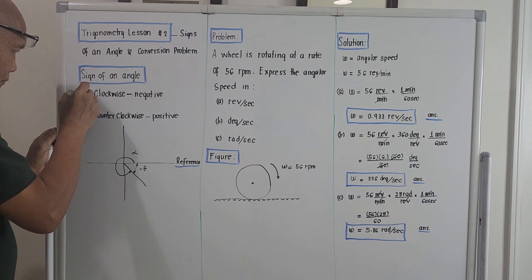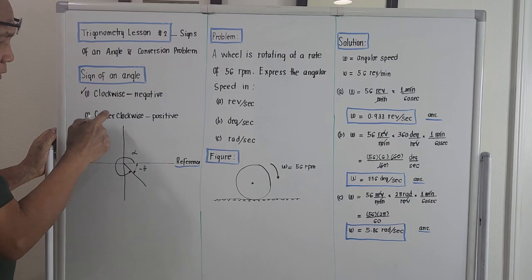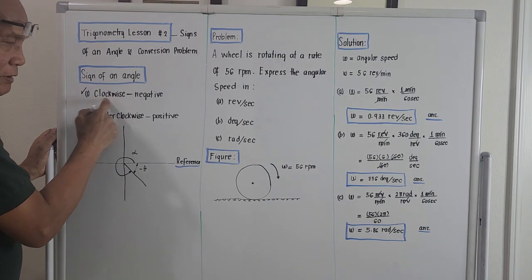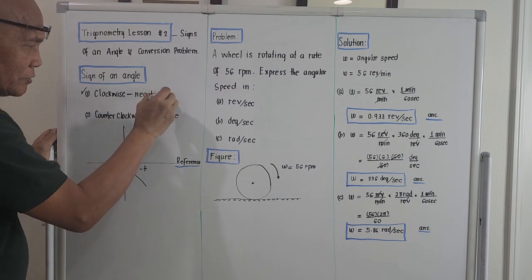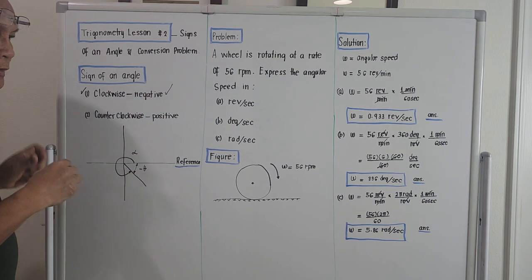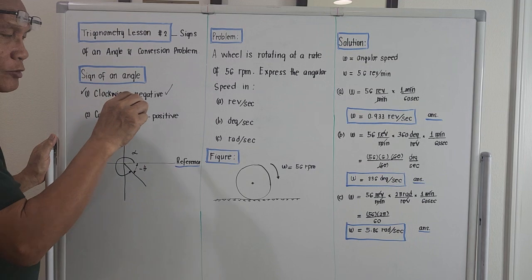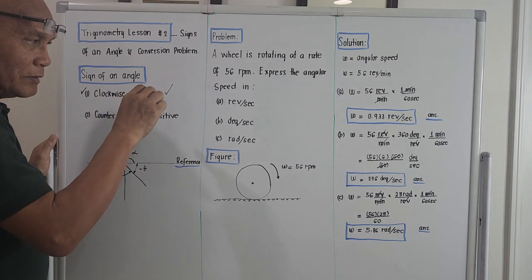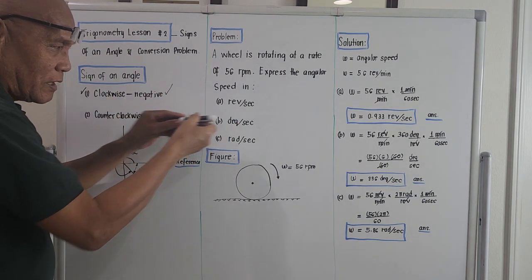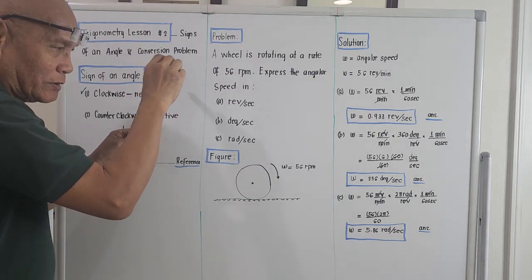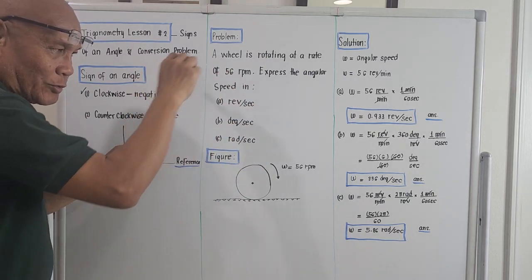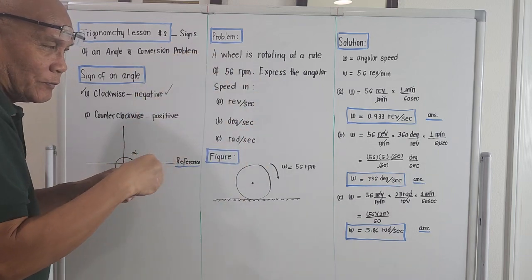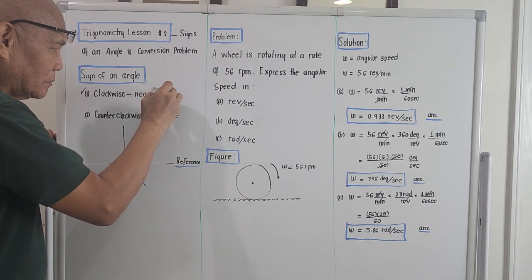Number 1. If the angle is measured clockwise, the sign should be negative. If you try to measure an angle with respect to a reference line, and it goes with the rotation of the clock, it goes with the rotation clockwise, the sign should be negative.